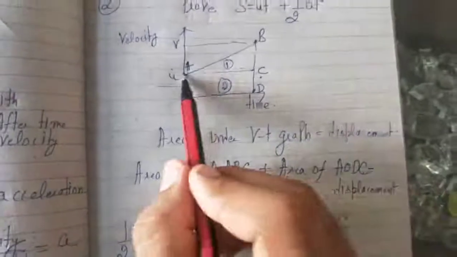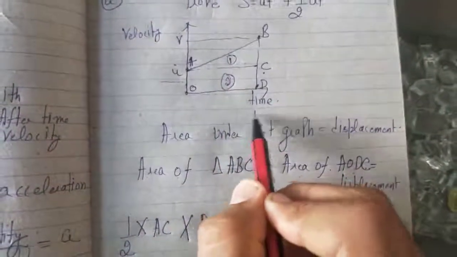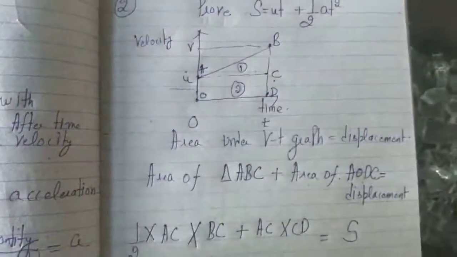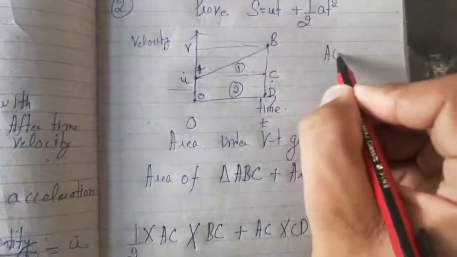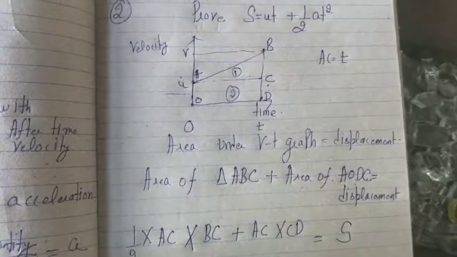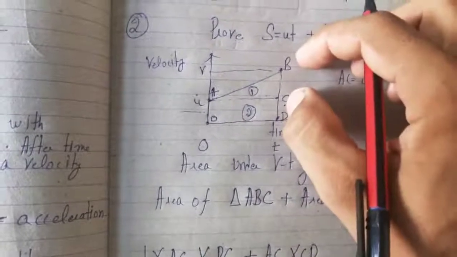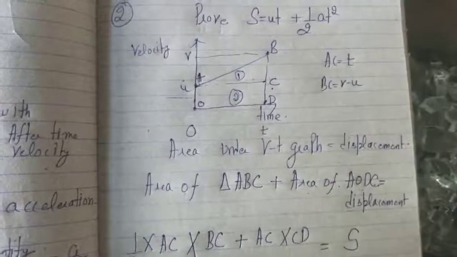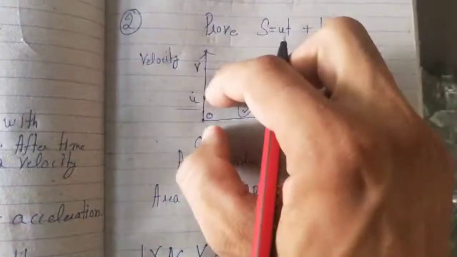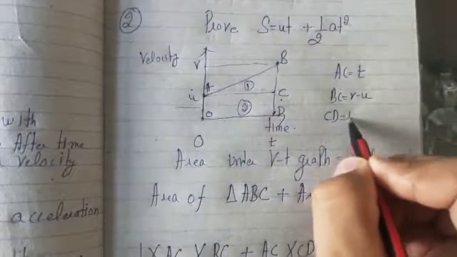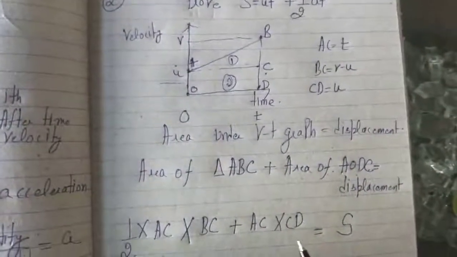So what is this AC? Here time t, here 0. So AC is equal to t. Okay. So what is BC? BC is V minus U. So what is CD? CD is U. What is the height of CD? U. CD is equal to U. So we got all the parameters.